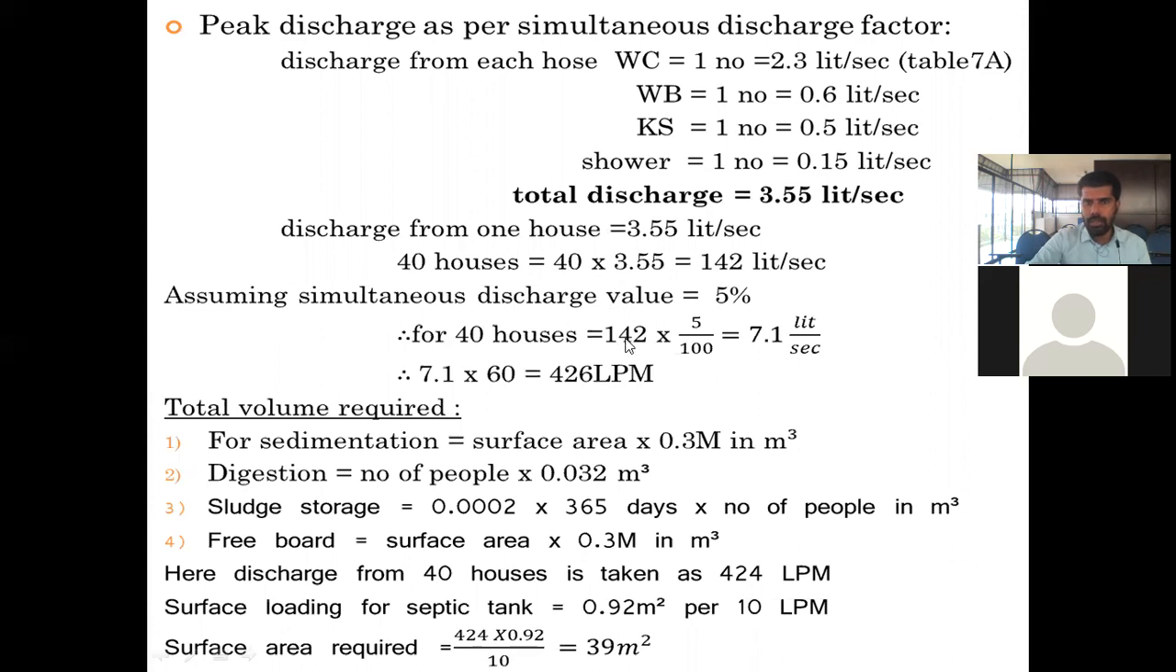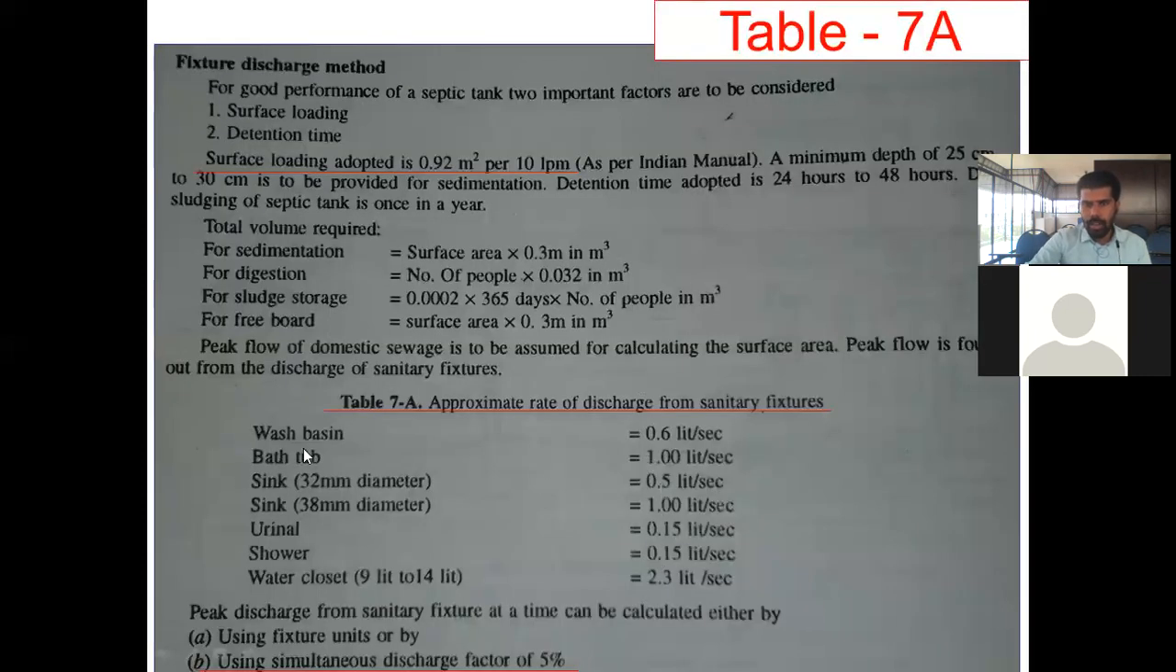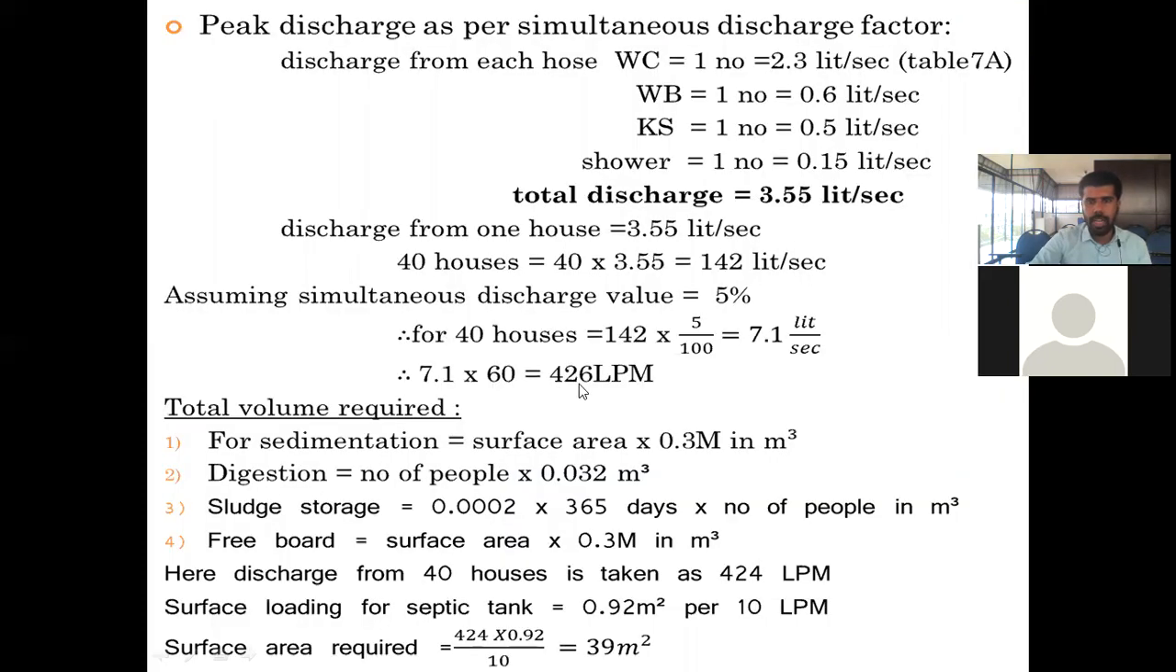Then you have taken from where? From here. So you have a wash basin, you have a water closet, you have a shower. From there you have taken that. Water closet 2.3, wash basin 0.6, kitchen sink 0.5, shower 0.15. So total discharge from one toilet will be 3.55 liter per second. Total discharge from all these fixtures, so discharge from one house, because in one house you have all these things, is 3.55 liter per second.